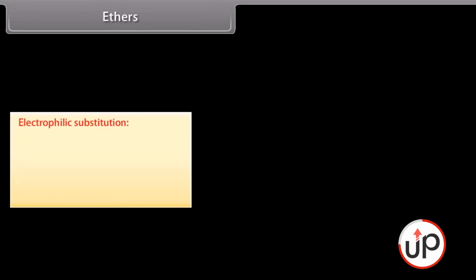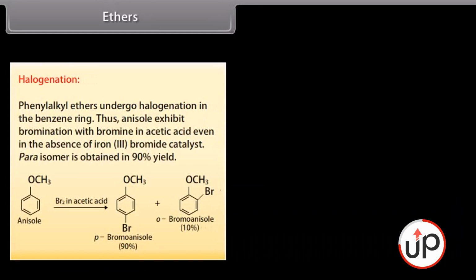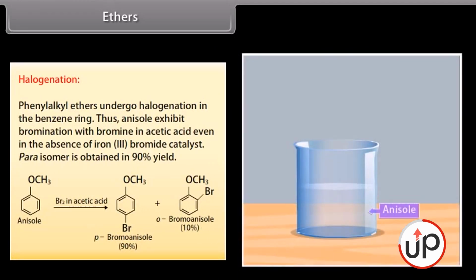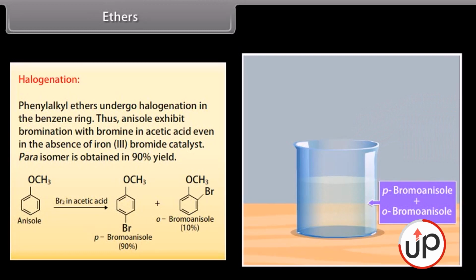Electrophilic substitution. The alkoxy group attached to the aromatic ring activates the ring towards electrophilic substitution and directs the incoming electrophile to ortho and para positions. Halogenation. Phenylalkyl ethers undergo halogenation in the benzene ring. Thus, anisole undergoes bromination with bromine in acetic acid even in the absence of iron III bromide catalyst. The para isomer is obtained in 90% yield.